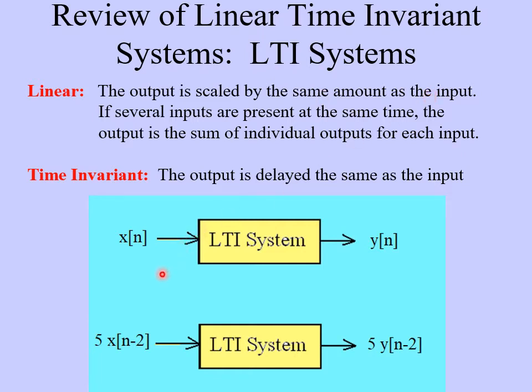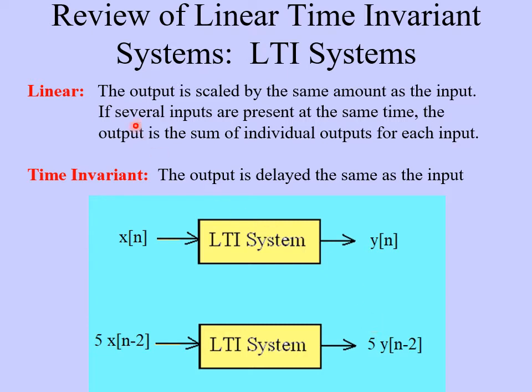To see an example of what I mean here, look at this diagram. This is our standard configuration for a system. We have an input sequence x of n going in, and the system processes that input and spits out an output called y of n. Now, if we were to multiply this input, whatever it is, by, say, a factor of 5 in front, then the output also gets increased by that same factor of 5. This is what we mean by linearity.